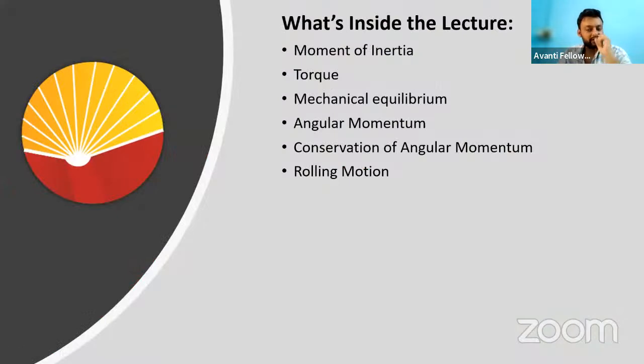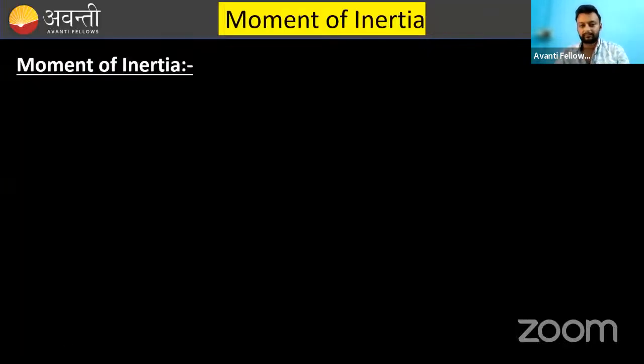One thing that we will start with is moment of inertia. Then we will study torque, mechanical equilibrium, angular momentum, conservation of angular momentum, and then rolling motion. These are the main topics that we are going to study in this chapter. Okay, so let's start. First of all, what is moment of inertia?